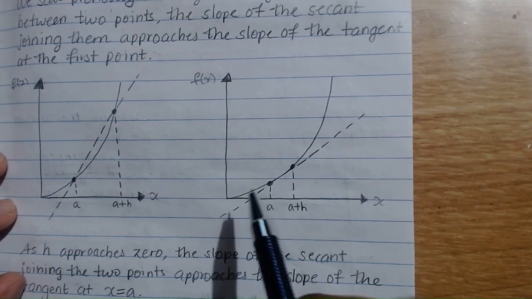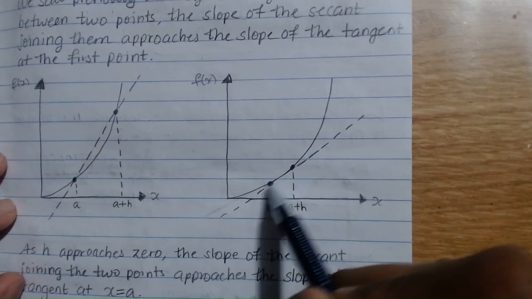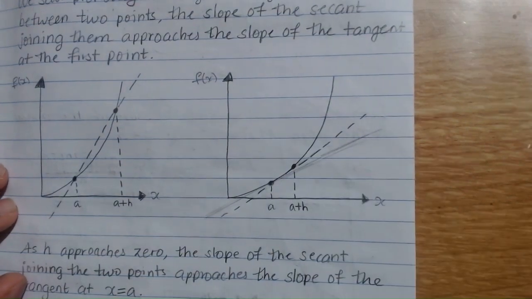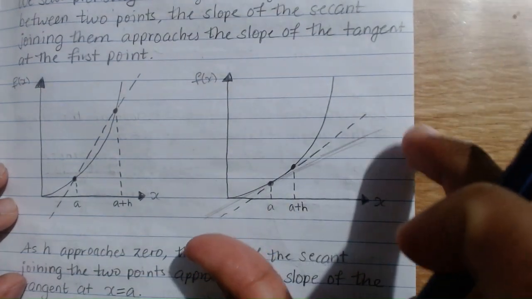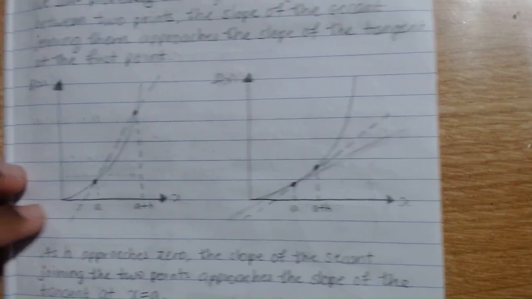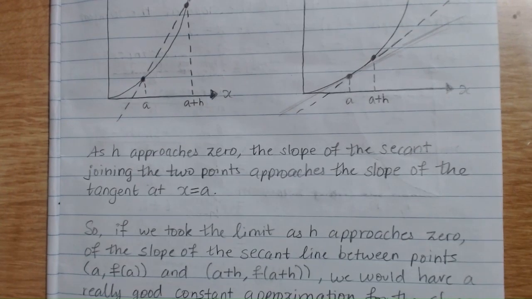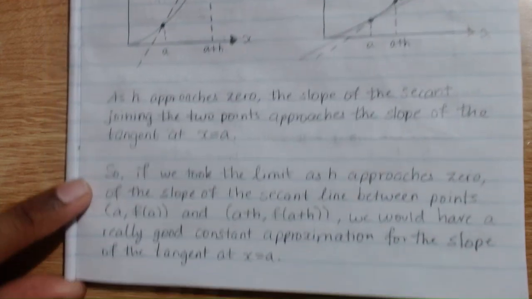So if I drew the tangent at a, it would look a little something like this. And we can see that the slope of the secant is approaching the slope of the tangent. I've written here, as h approaches 0, the slope of the secant joining the 2 points approaches the slope of the tangent at x equals a.